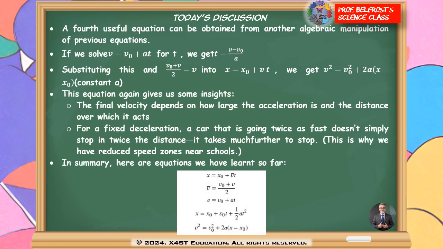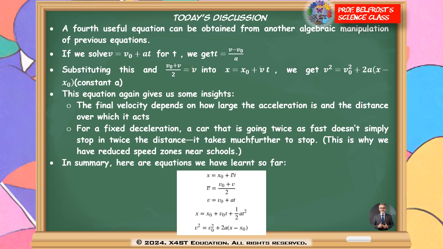Okay, done with the third. Now move to the fourth equation that you can get from previous equations. Okay. So if we solve v equals v0 plus at for t, we actually can have another equation where t equals v minus v0 divided by a. And by substituting the previous equations that I have gotten, we have obtained this new equation: v squared equals v0 squared plus 2a times delta x, with a constant a.